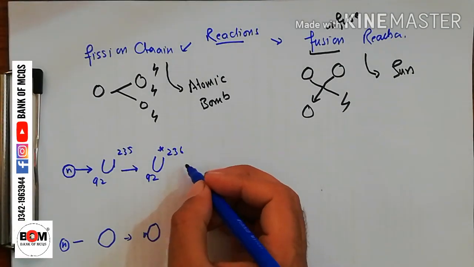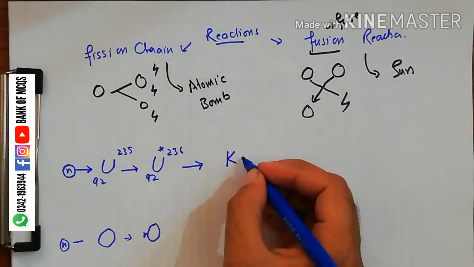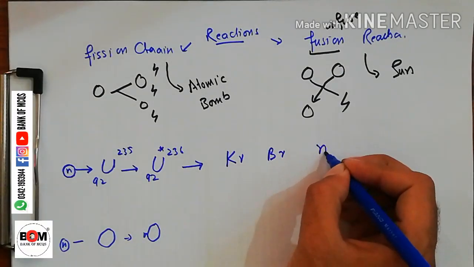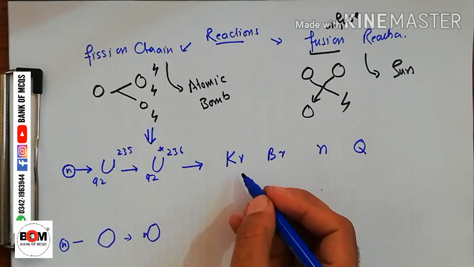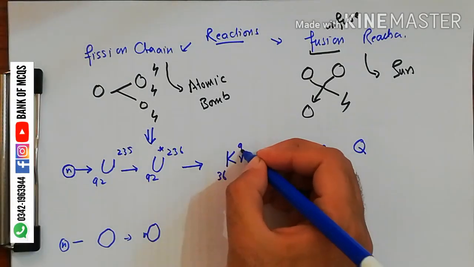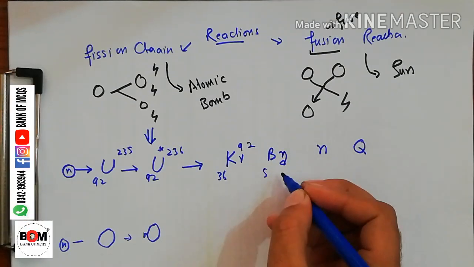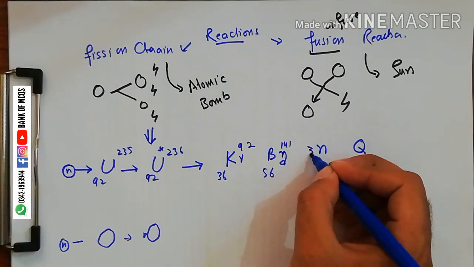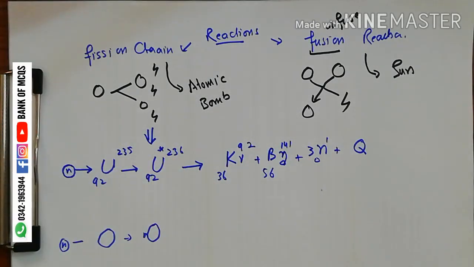After that the uranium breaks into other atoms, like in this case it breaks into krypton and barium, and 3 neutrons plus energy. So in this fission chain reaction, the uranium breaks into krypton, of which the atomic number is 36 and mass number is 92, and barium, Ba, of which the atomic number is 56 and mass number is 141, and 3 neutrons are also produced. So this is the fission chain reaction.